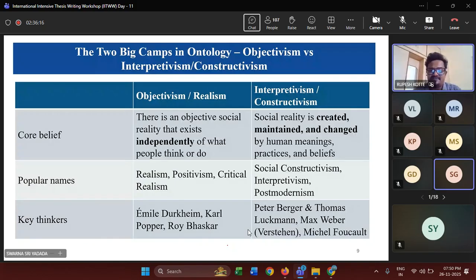So what is the core belief when we talk about objectivism? There is an objective social reality that exists independently of what people think or do. We looked at physical reality. When we look at physical reality or any other social reality through the lens of objectivism, we will also look at examples and you will understand it clearly. Irrespective of what you think about something, it exists there independently. Whereas social reality is created, maintained, and changed by human meanings, practices, and beliefs. Let's say sometimes we say medicine is a culture.